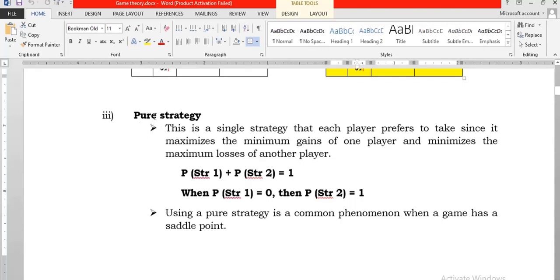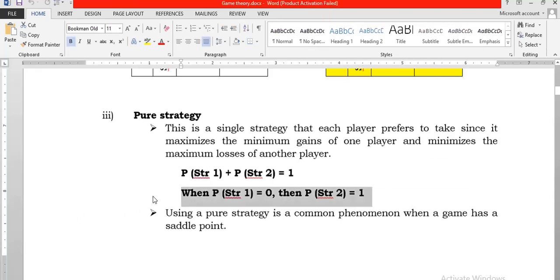So we're talking about pure strategy. This is a single strategy that each player prefers to take since it maximizes the minimum gains of one player and minimizes the maximum losses of another player. In other words, probability of strategy 1 plus probability of strategy 2 is equal to 1. But if we're talking of only one strategy, that means one of the two strategies will have to take probability of 0 because it will not be used at all. So that's the scenario we see here.